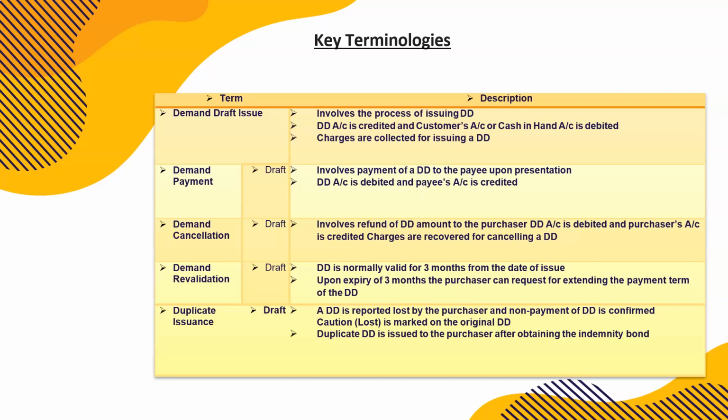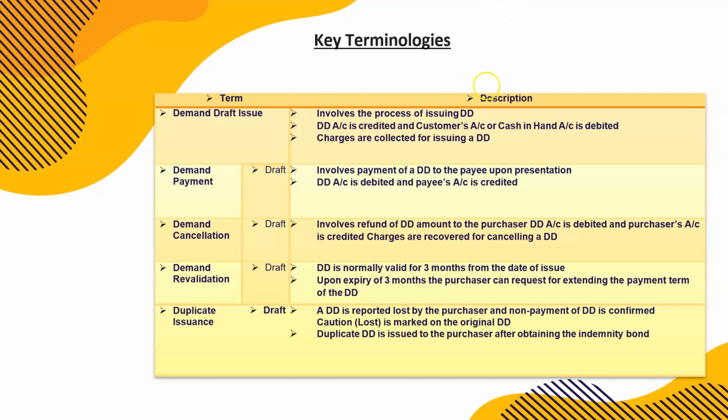So demand draft issue involves the process of issuing a DD. DD account is credited, customer's account or cash in hand is debited. Cash in hand can be the teller's account also. So the DD account, DDS, is inbuilt in the system. You can find it through the searcher also. Just type DDS as scheme type and you will get the demand drafts account. Charges are collected for issuance of the draft. If it is cash, we'll ask the customer to deposit extra. Otherwise, the same is debited in the account also.